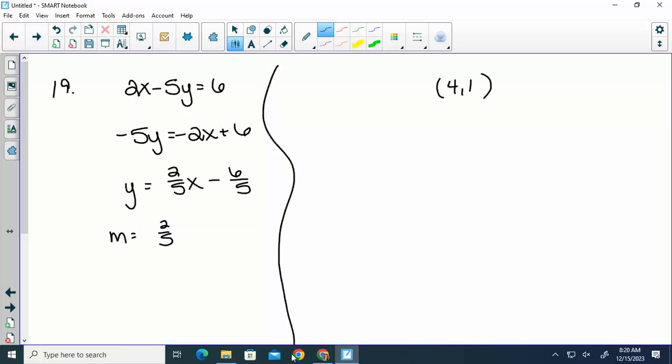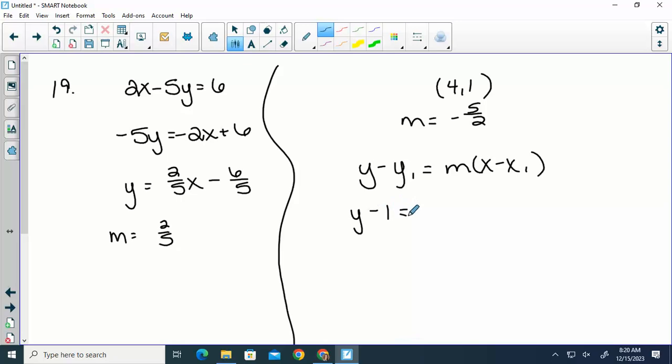That's all I need that line for. When I come over here, I want to be perpendicular, so what slope do we use? -5/2. Flip it and change the sign. And then we plug into, you guys liked point slope form if I remember correctly. So the y value is 1, my slope -5/2 times x minus the x value, which is 4.